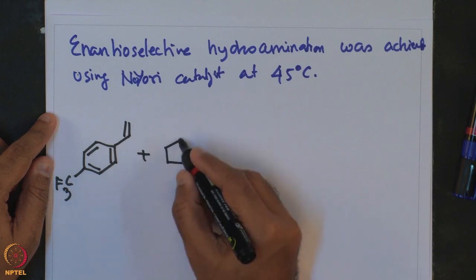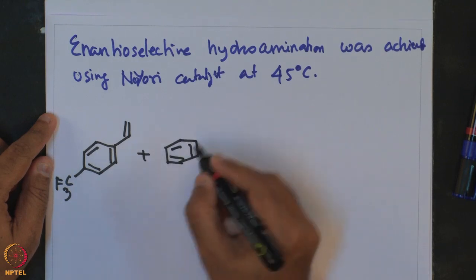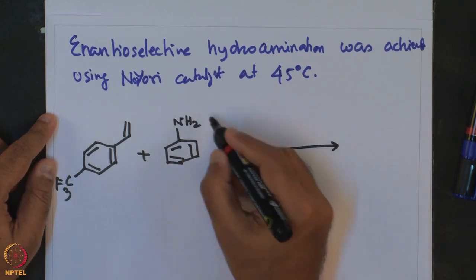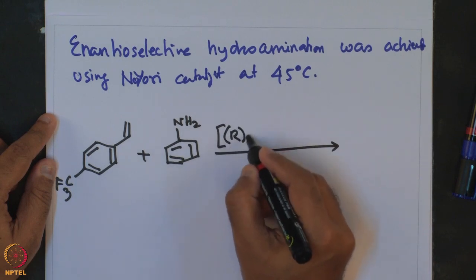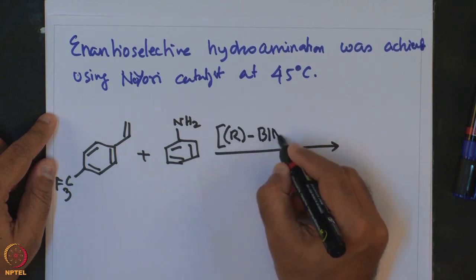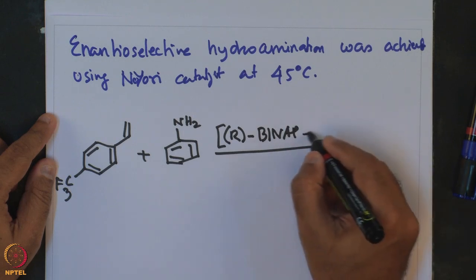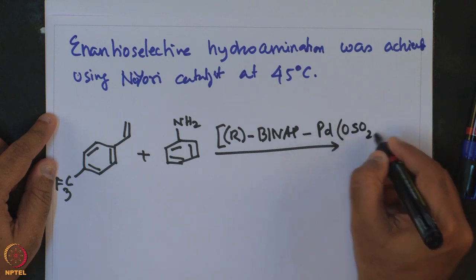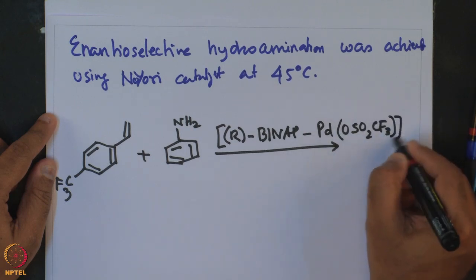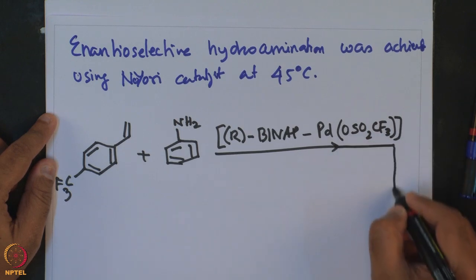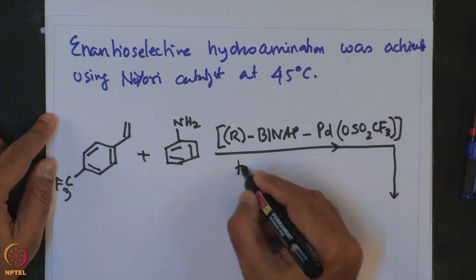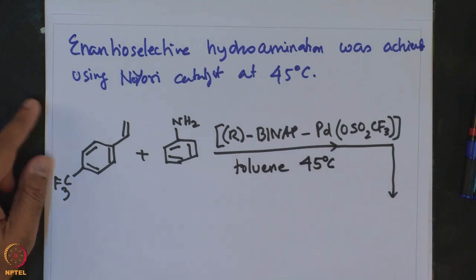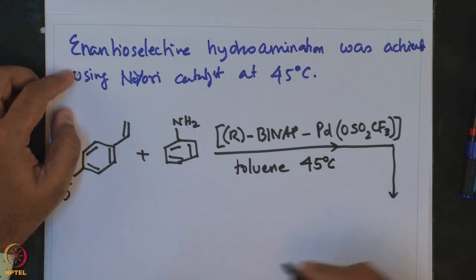Plus amine, giving R-BINAP PD OSO2CF3 in toluene at 45 degree centigrade, giving this hydroamination product.